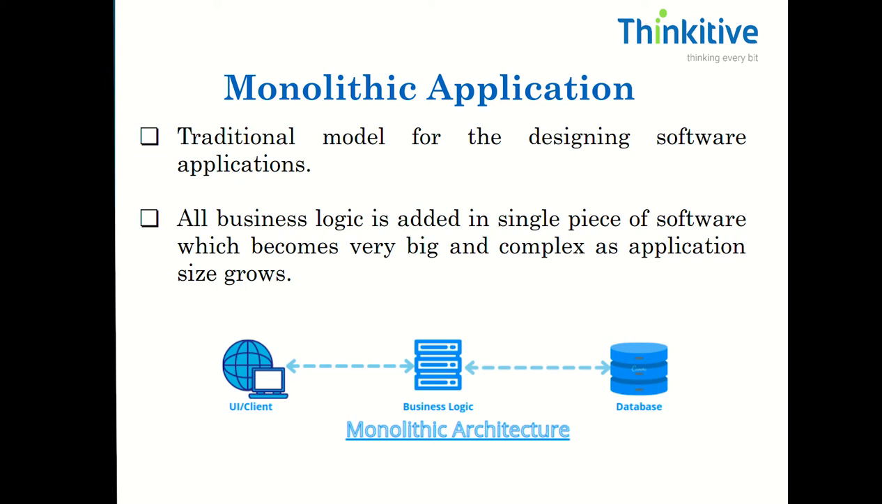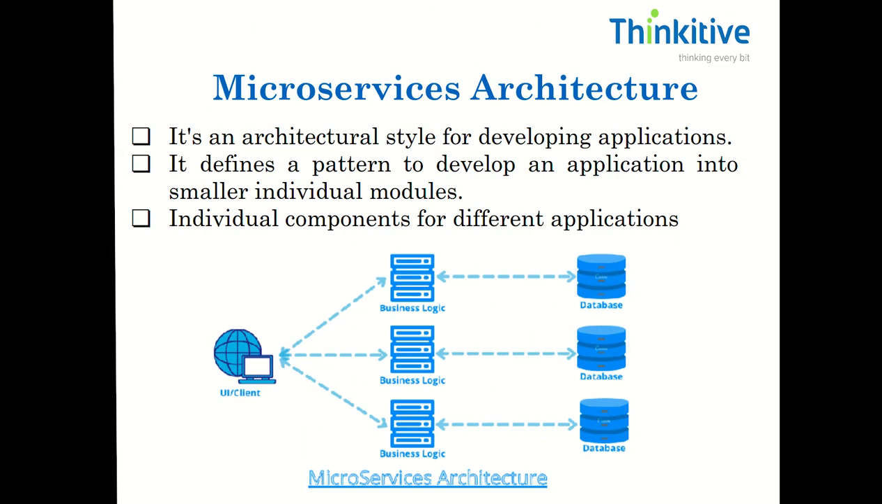Now we understood monolithic application, so let's see what is microservices architecture. It's nothing but an architectural style for developing applications, and it defines a pattern to develop an application into smaller individual modules. And what does that mean? Suppose you have n number of services in your application, then you can create n number of microservices to achieve modularity in your application.